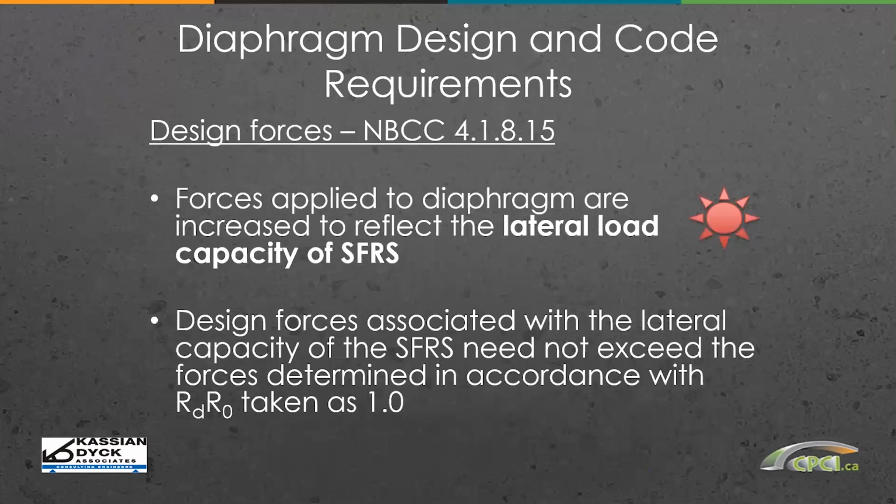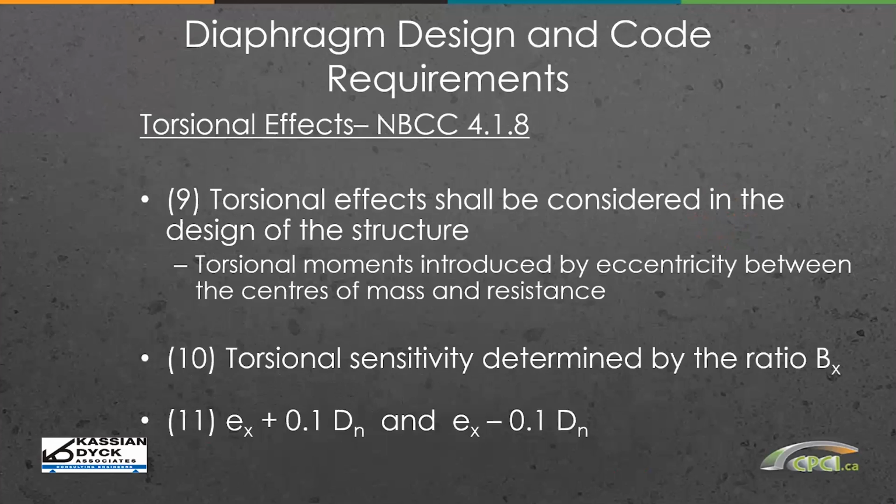So if there's overstrength in your shear walls, you have to follow the applicable provisions in CSA A23.3 and the National Building Code to potentially amplify the forces that you're using for your diaphragm design to account for the capacity of those shear walls or cores. And also those design forces need not exceed forces determined with RdRo equal to 1. The National Building Code and provincial codes also require that torsional effects be considered with a minimum eccentricity of 10% of the building dimension.